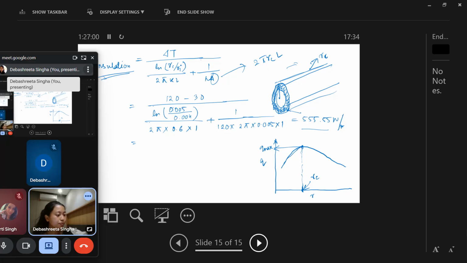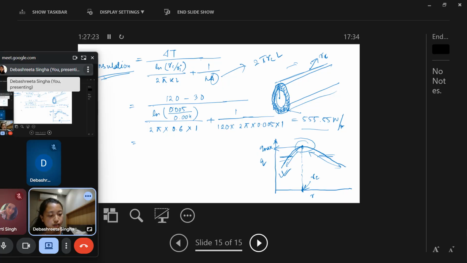So you should avoid that region so that you can design your equipment in such a way that it is either here or here, so that there is minimum loss of heat, either this part or this part. So if you take cost consideration, you have to consider this part because you need less material for insulation.